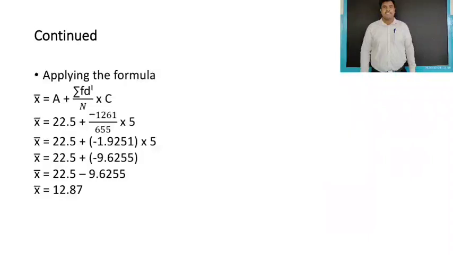Then I apply the formula: a plus sigma f d dash by n into c. So a is 22.5, plus sigma f d dash is minus 1261, divided by n, which refers to the total of frequency, 655, into class interval, which is 5. If I simplify, I get the mean as 12.87.